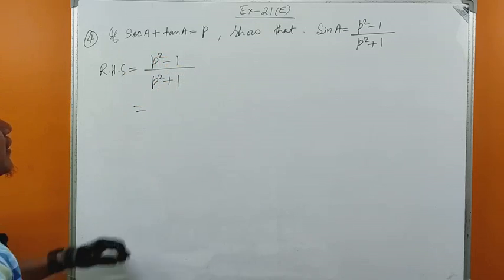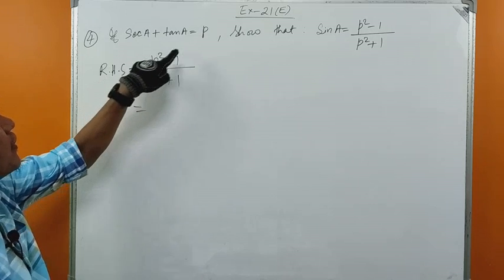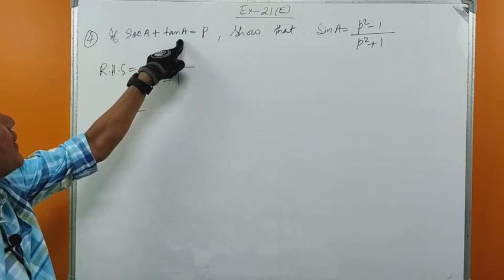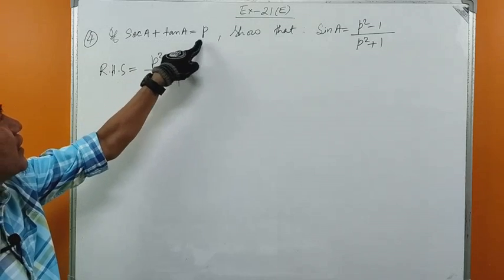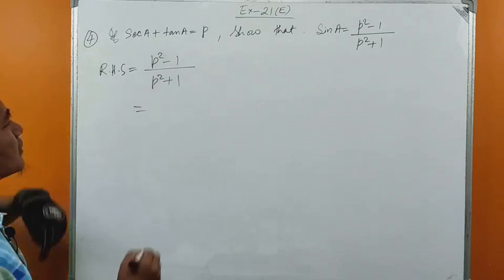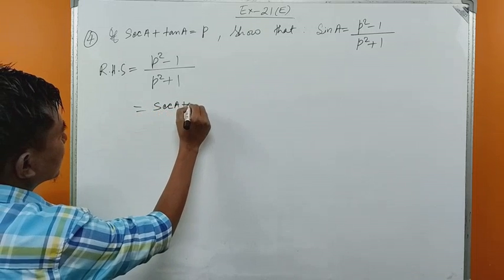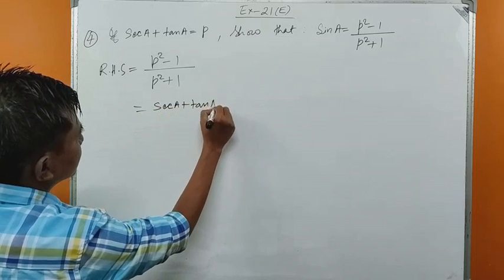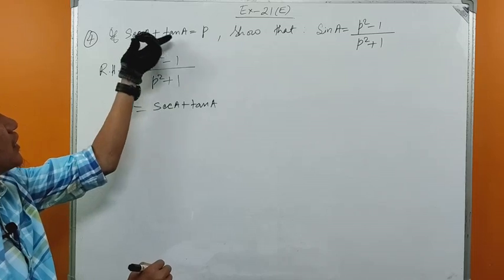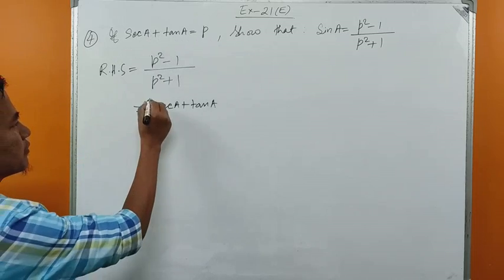So we put the value of P. What is P? P is sec A plus tan A, isn't it? Sec A plus tan A is P. So P squared means sec A plus tan A whole squared. So P squared means we must square this.